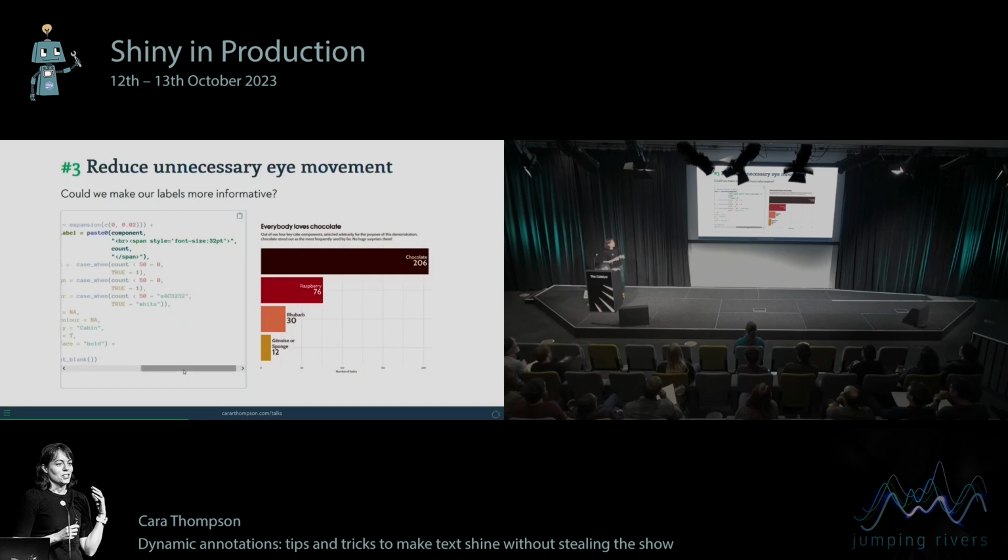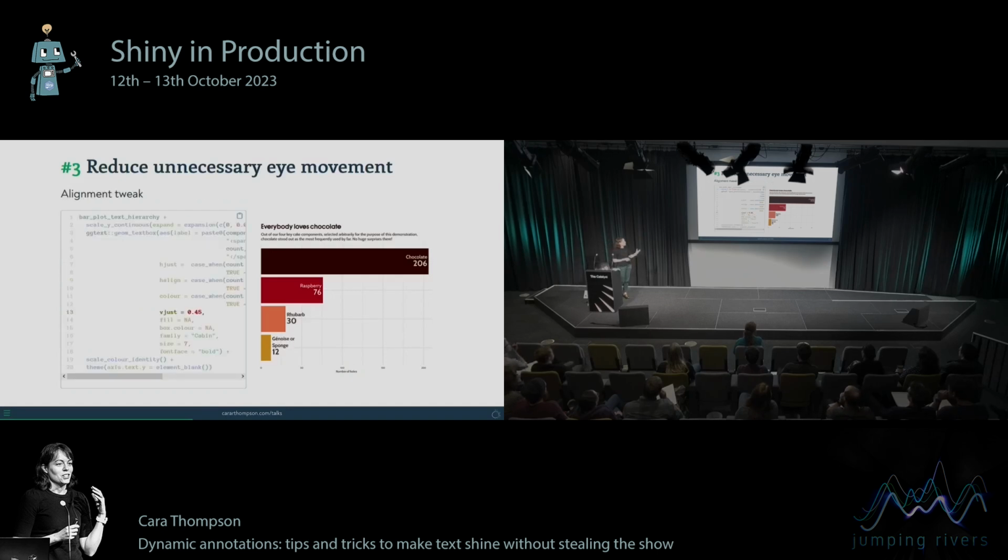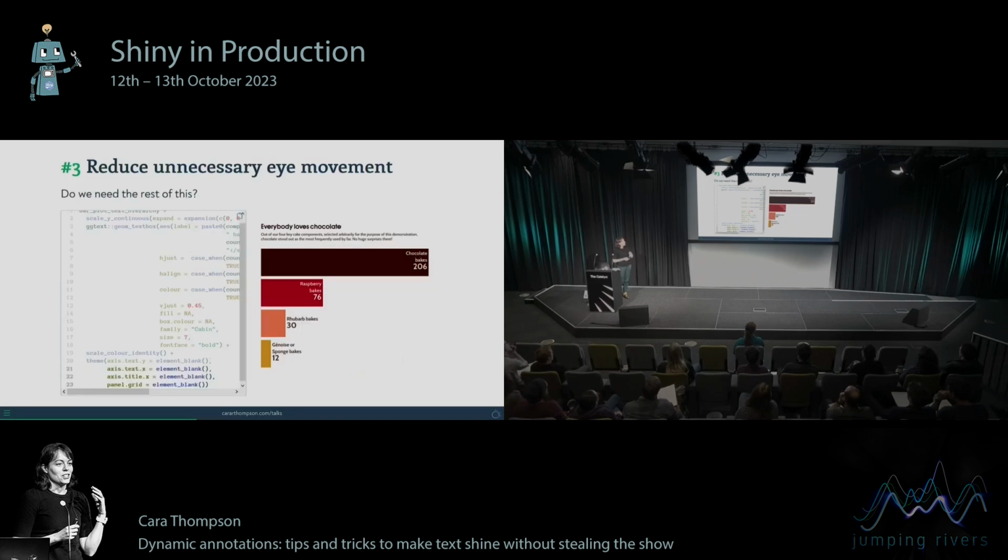So I've just made sure that the number would be bigger text size than the ingredient that we're talking about. And there we go, we've got that. Now at this point, we can tweak the alignments. We can also think, do we need the rest of this? Can we get rid of the grid? Can we get rid of the axis? You could probably get away with getting rid of everything in this case.